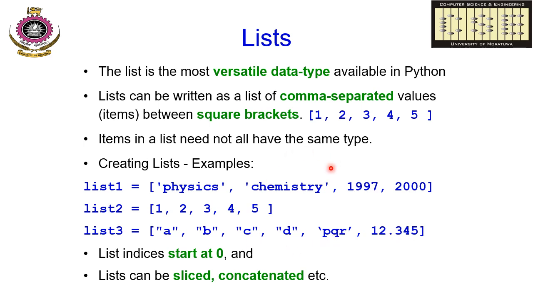We already introduced that these sequences are indexed. A list is indexed, so the indices start at 0. The first index is 0. And lists can be sliced and concatenated, etc. We will see what these terms slicing and concatenating mean very soon.